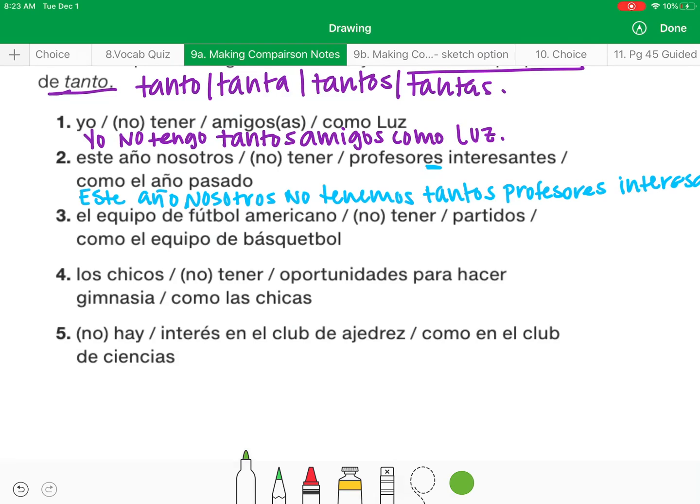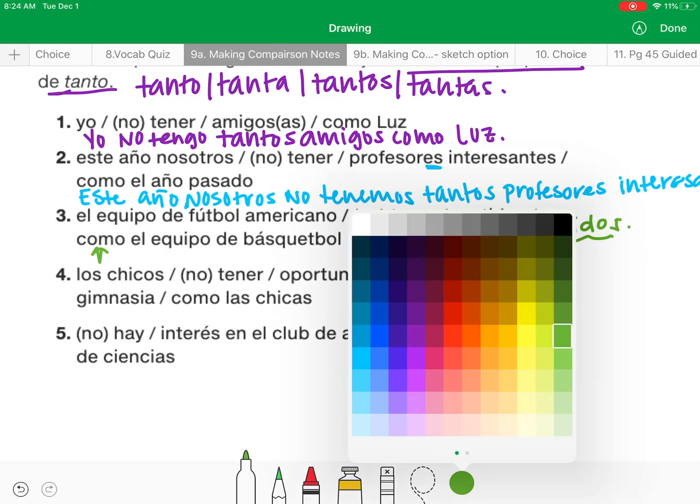Okay, number 3, el equipo de fútbol americano no tiene. Okay, I'm going to not write the whole thing. No tiene tantos partidos. Okay, remember it matches in gender and in number. And these are nouns that come after. This is a noun, so that's why we use tantos. Como el equipo de básquetbol. Okay, go ahead and pause and do number 4.